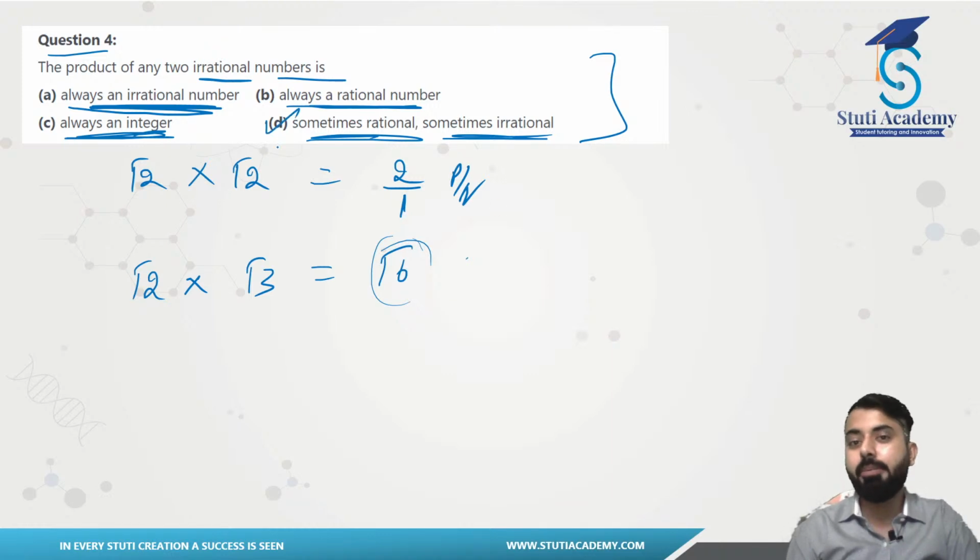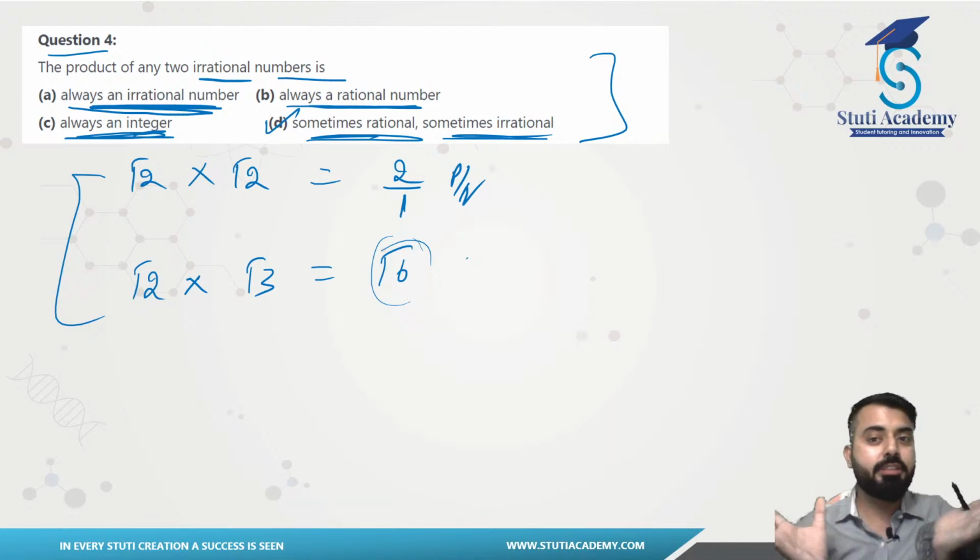So your correct answer automatically becomes what? Sometimes it can be rational or sometimes it can be irrational, because both of the cases are right in front of your eyes, right? So if the irrational numbers are similar, then they will be giving you a rational. If they are different, then it will be giving you an irrational number. So that is the point here. I hope you guys remember this.